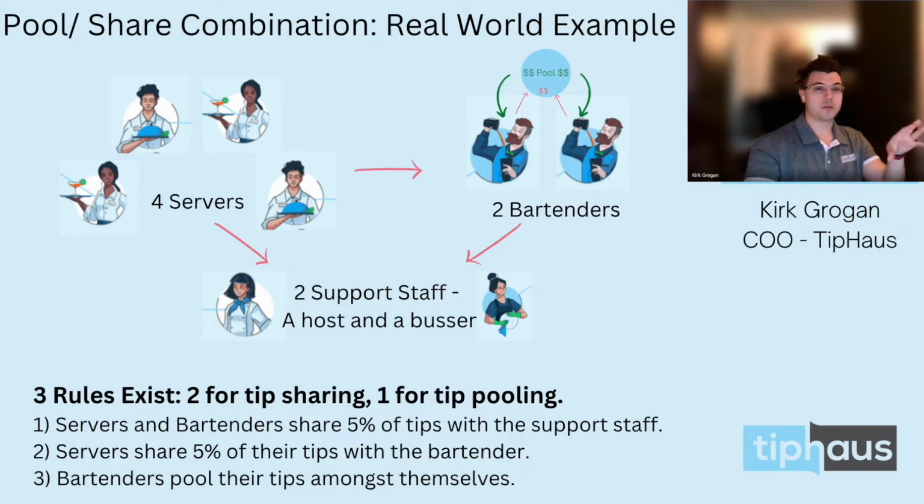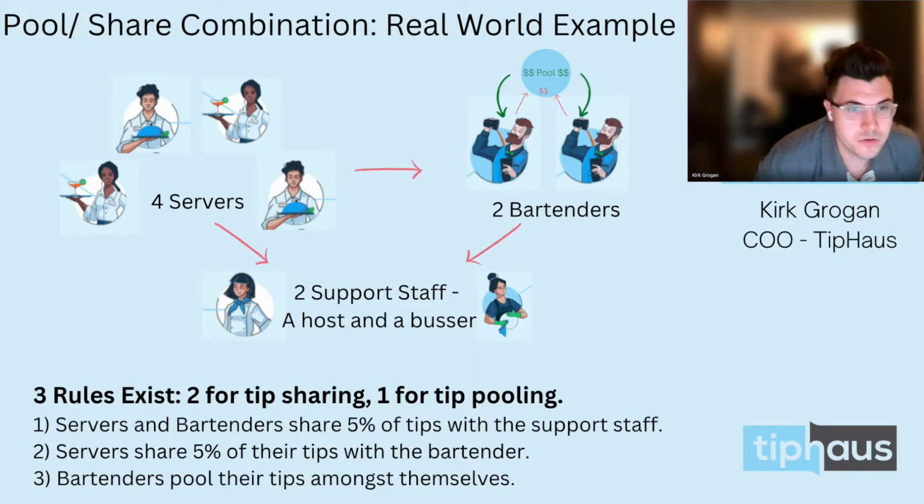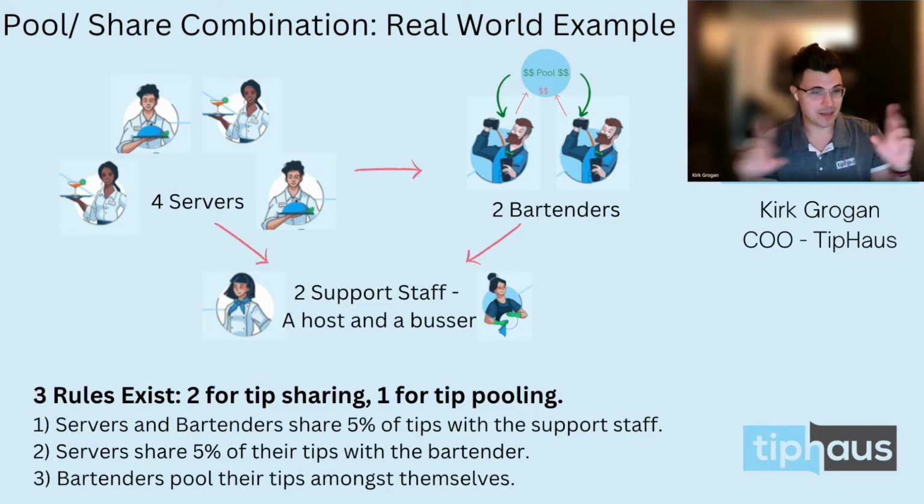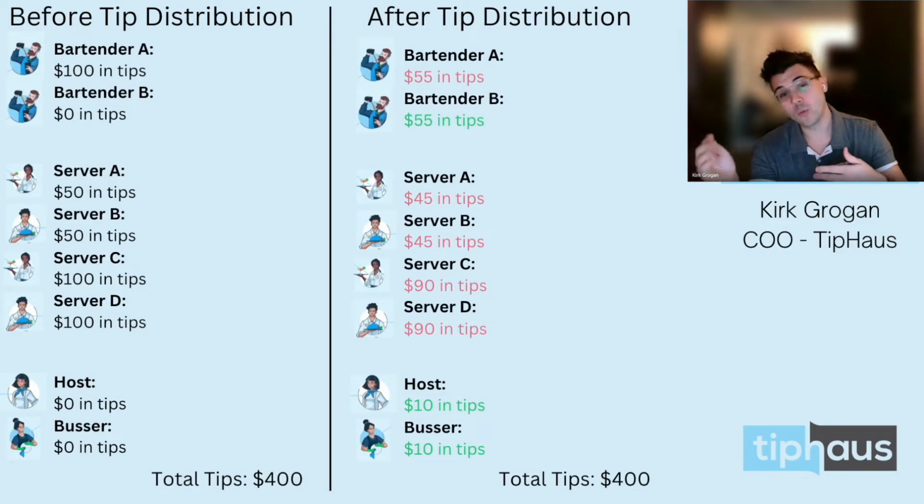Servers tip out bartenders 5% of their tips. Bartenders and servers tip the supporting staff, the busser and the host, a total of 5% of their tips, or 2.5% to each, and bartenders pool tips among themselves. This is dozens of calculations having to occur, so I won't bore you by walking you through each one or give you an aneurysm by trying to draw this many arrows on the screen. But I will show you the starting position and the end results of what would happen, assuming all of these employees work the same number of hours.